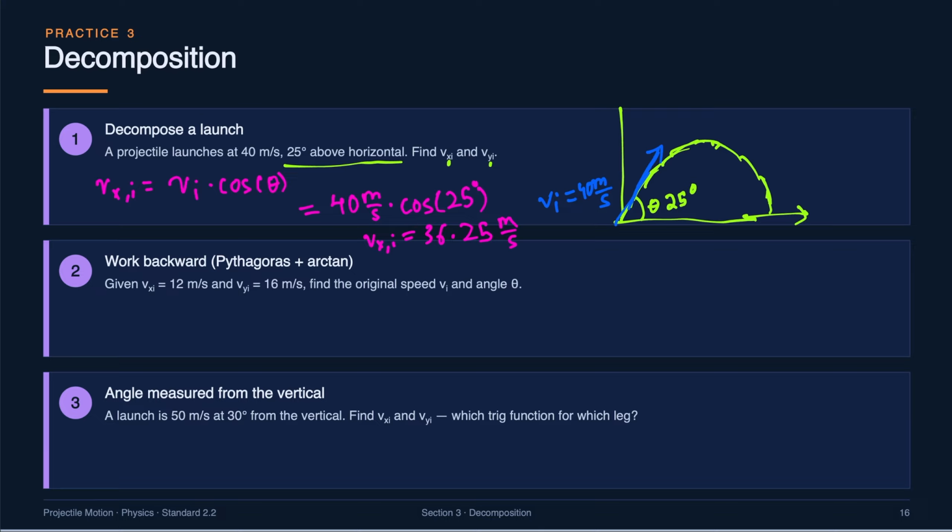Same thing for velocity y initial. 40 meters per second times cosine of 25 degrees, which is equal to, sine, right? Because velocity y initial is the sine. So that's one of the common mistakes, right? Which I almost made myself. Always want to make sure you catch yourself. Velocity y is sine, velocity x is cosine.